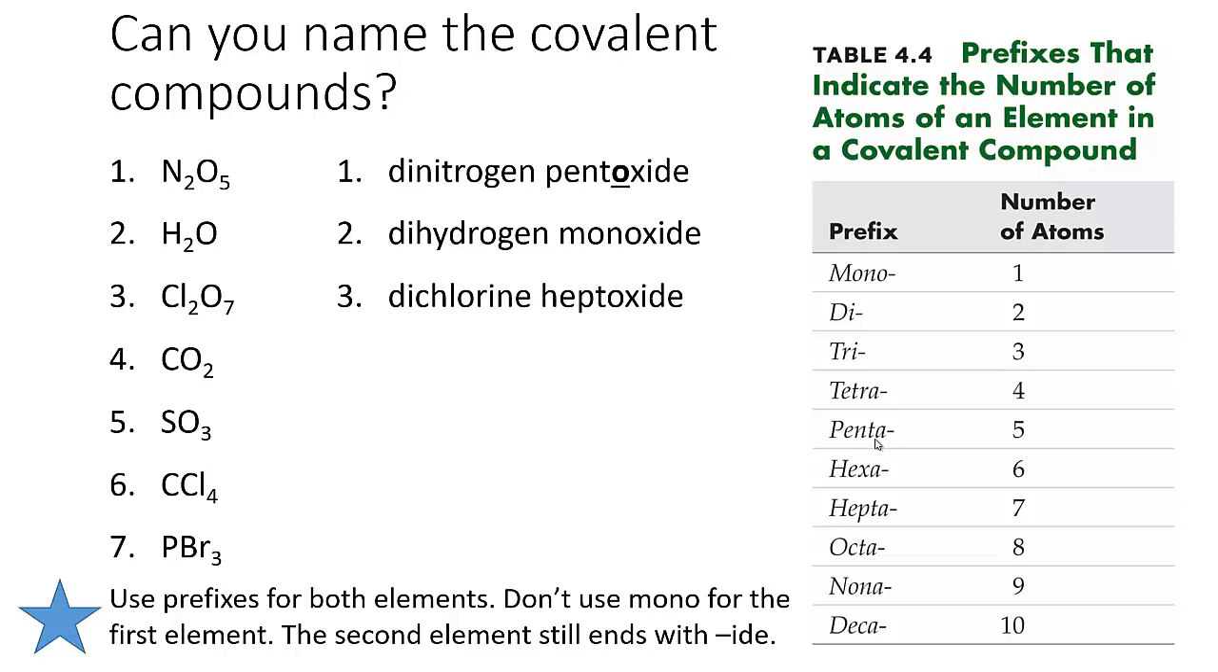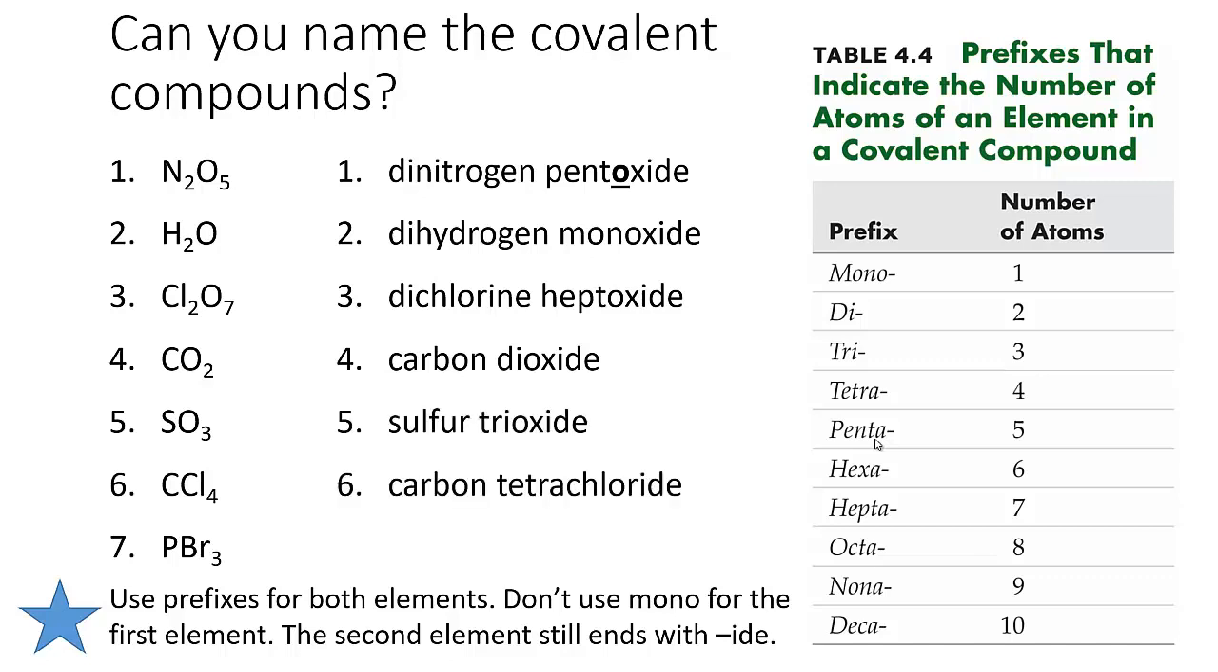You should get dichlorine heptaoxide. Number 4, carbon dioxide. Number 5, sulfur trioxide. Number 6, carbon tetrachloride. And then number 7, phosphorus tribromide. So look at those, figure out if you have any questions, and figure out why they were named as they were. So remember, you've got your prefixes, and then your ending is an IDE.